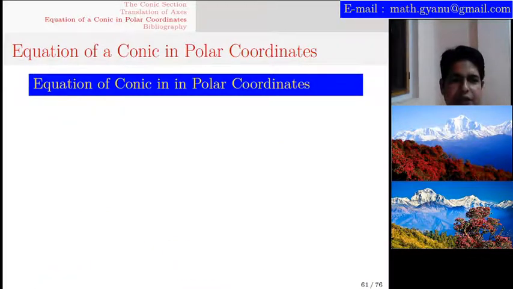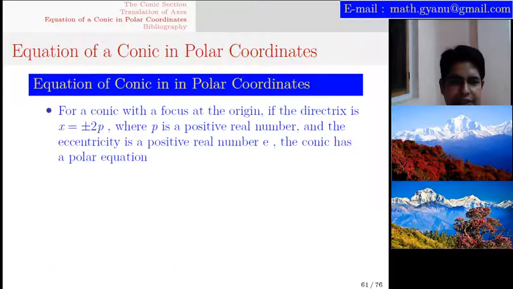Now, the equation of a conic in polar coordinates. For a conic with a focus at the origin, if the directrix is x equal to plus or minus 2p, where p is a positive real number and the eccentricity is a positive real number e, the conic has the polar equation r equal to 2pe by 1 plus or minus e cos theta. Note that e is the eccentricity and 2p is the distance from the vertex to the directrix.